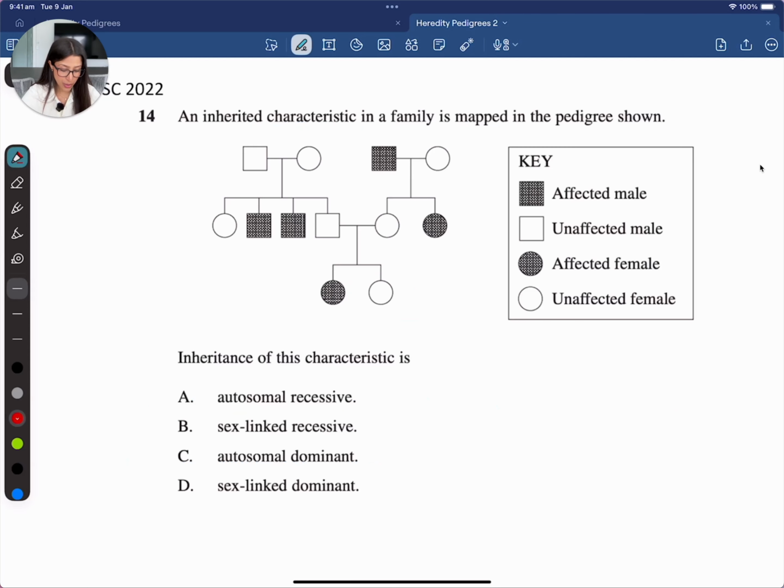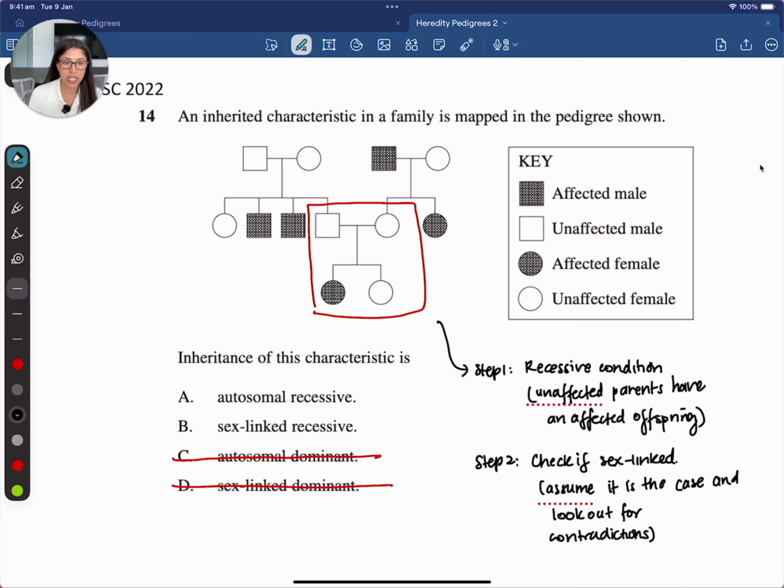In this question, it's great. My life has been made super easy because we can spot we have 2 unaffected parents with an affected child. So this is automatically going to tell me that the condition is going to be recessive. And what I can now rule out is options C and D.